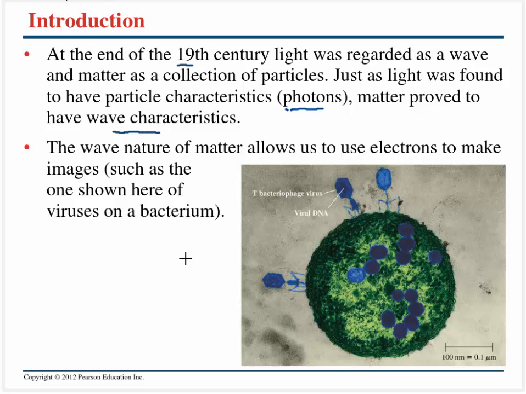It turns out that matter can have wave characteristics as well, and the most common example of that is we know we can't see things that are really small, such as this little chunk of DNA. Note the scale down there, that's 100 nanometers. In order for us to visualize this, we can use something like an electron microscope, which makes use of the fact that electrons have wave nature as well as particulate nature.